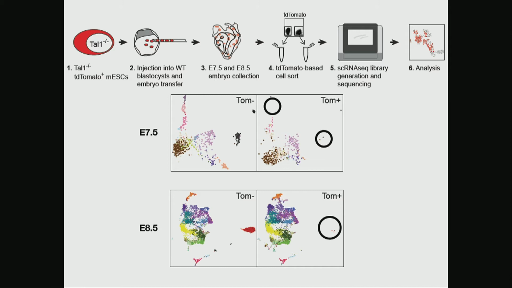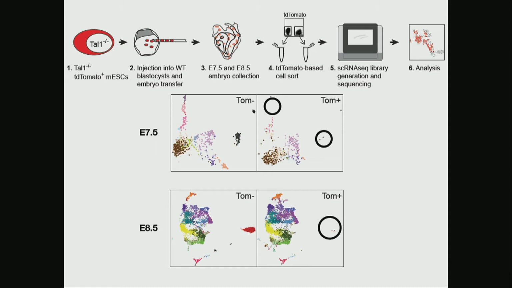So to get around this, we've made what are called chimeric embryos. We make a stem cell line, a mouse embryonic stem cell line, where the gene is knocked out, and the cell also constitutively expresses a fluorescent protein. We use tdTomato. Cells from these stem cell lines are then injected into very young embryos called blastocysts. The blastocysts are returned to a parent mouse, where they're then allowed to grow to an older age, to time points, in fact, within our time course.